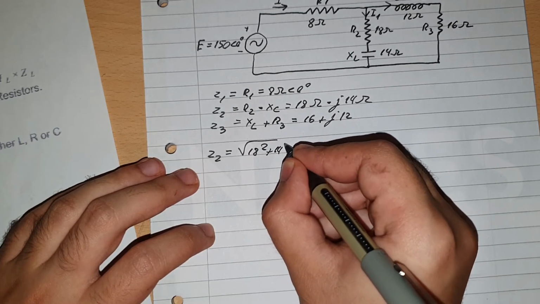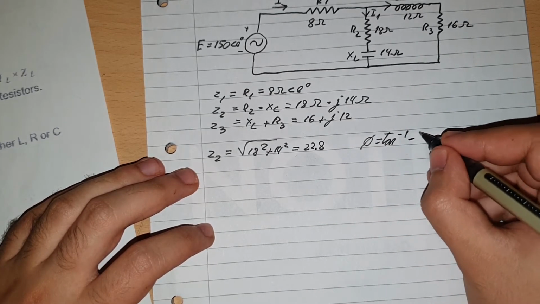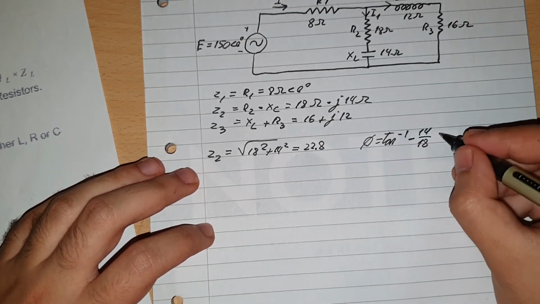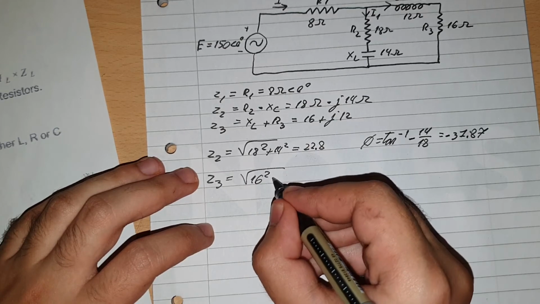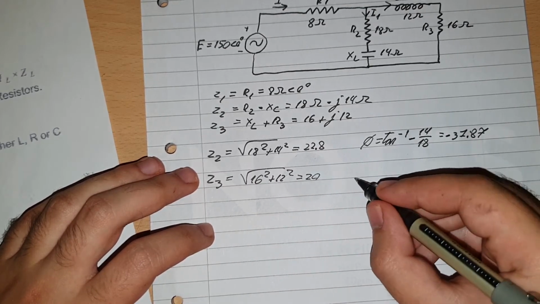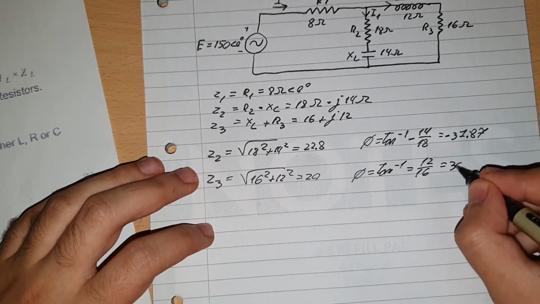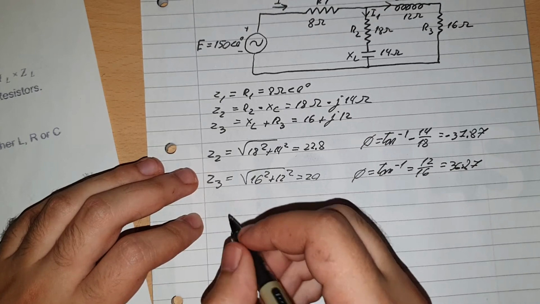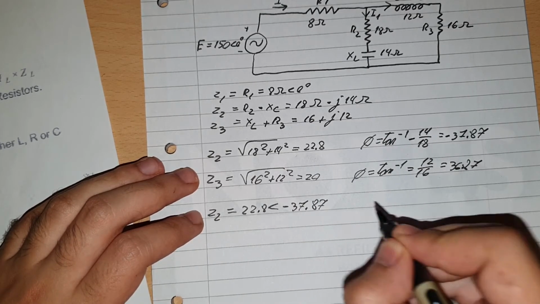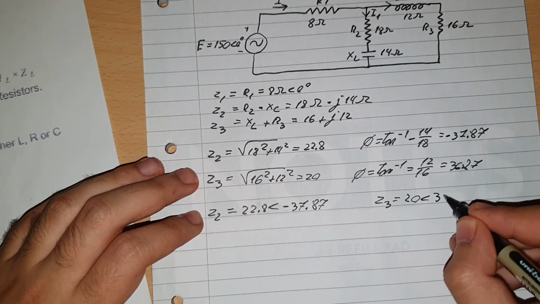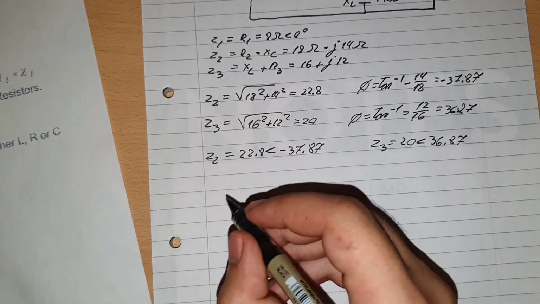So that'll be the square root of 18 squared plus 14 squared, which is equal to 22.8. The angle is equal to tan inverse of minus 14 over 18, negative because of the negative value, which is equal to minus 37.87. Z3 is equal with the square root of 16 squared plus 12 squared, which is equal to 20, and the angle is tan inverse of 12 over 16, which is equal to 36.87. So Z2 is 22.8 at an angle of minus 37.87, and Z3 is 20 at an angle of 36.87. Strange, it's quite a difference, almost 180 degrees. But anyway, let's keep going.